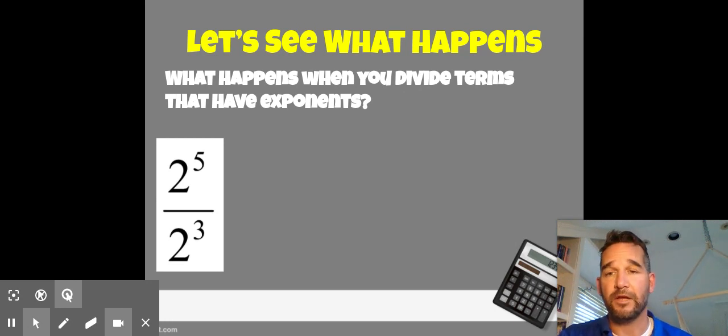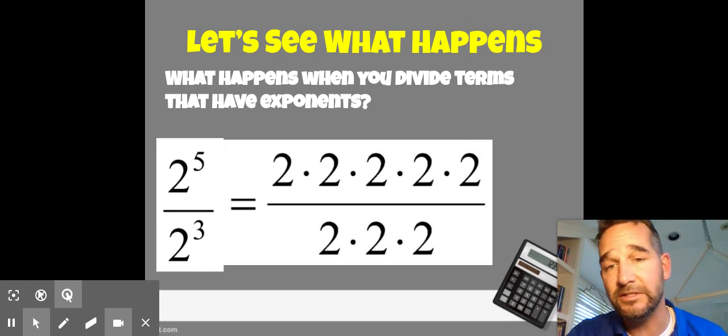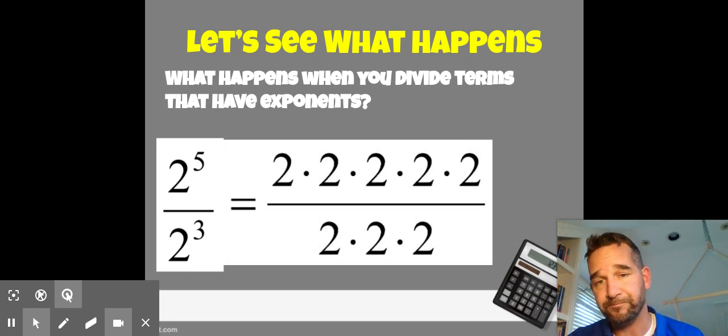Well, if we expand it out, I know that 2 to the 5th means 2 multiplied by itself 5 times. And 2 to the 3rd means 2 multiplied by itself 3 times. So I'm going to expand that out just so I can see how many 2's are being multiplied.